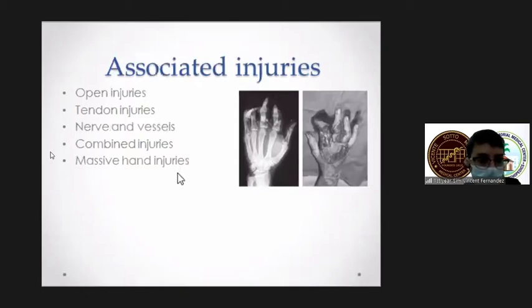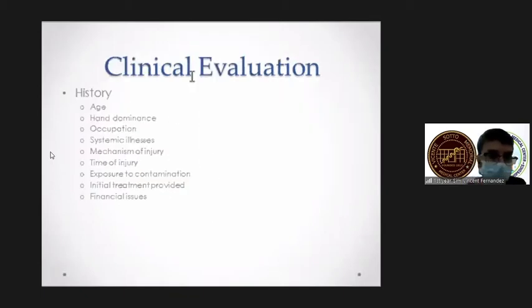the combination of all. For the clinical evaluation, it's important to know the age and also the hand dominance and the occupation of the patient, to know if they use that hand heavily, and whether the affected hand is important for function. Also ask about systemic illnesses, the mechanism of injury, the time of injury, and the initial treatment provided.